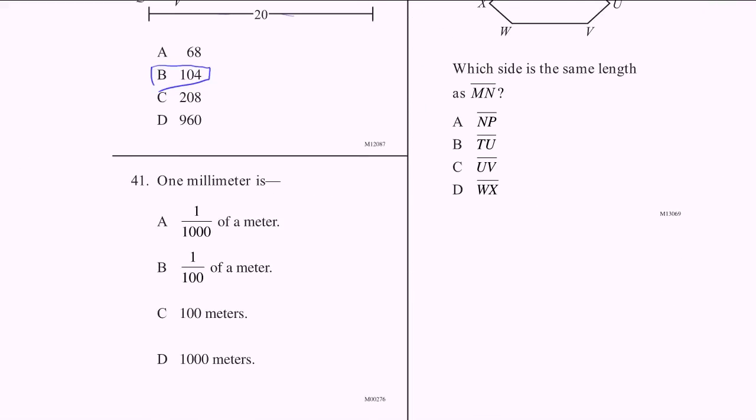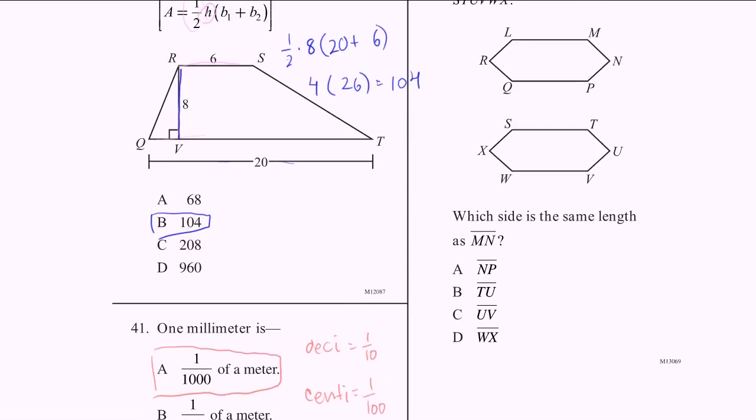Problem 41. 1 millimeter is... Well, here they're just seeing if you remember your units. Let me write it this way. Deci is equal to 1/10. Centi is equal to 1/100. And then milli is equal to 1/1,000. So 1 millimeter is 1,000th of a meter. They're just making sure you remember your metric prefixes.